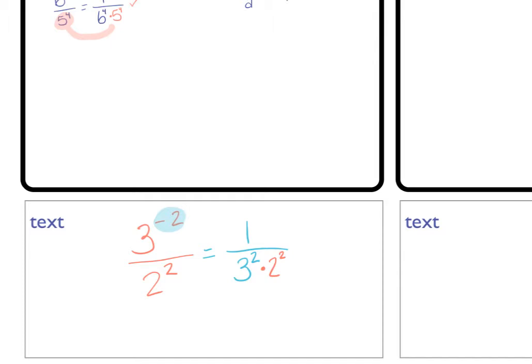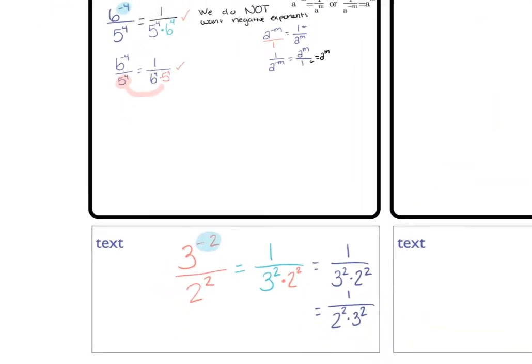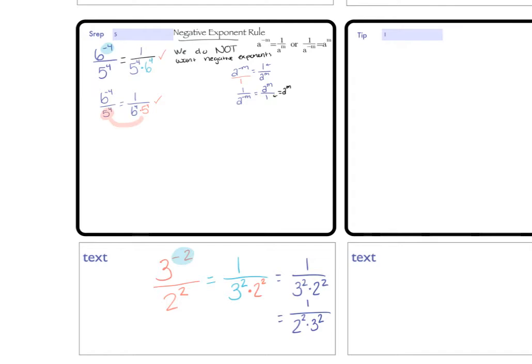Okay, and then that is your final answer, 1 over 3 squared times 2 squared, and then an even better answer would be 1 over 2 squared times 3 squared. I don't know why we always want things in order with our math. Okay, so we're going to stop there. Usually once you're done with all those steps, you have taken care of everything that you need to.